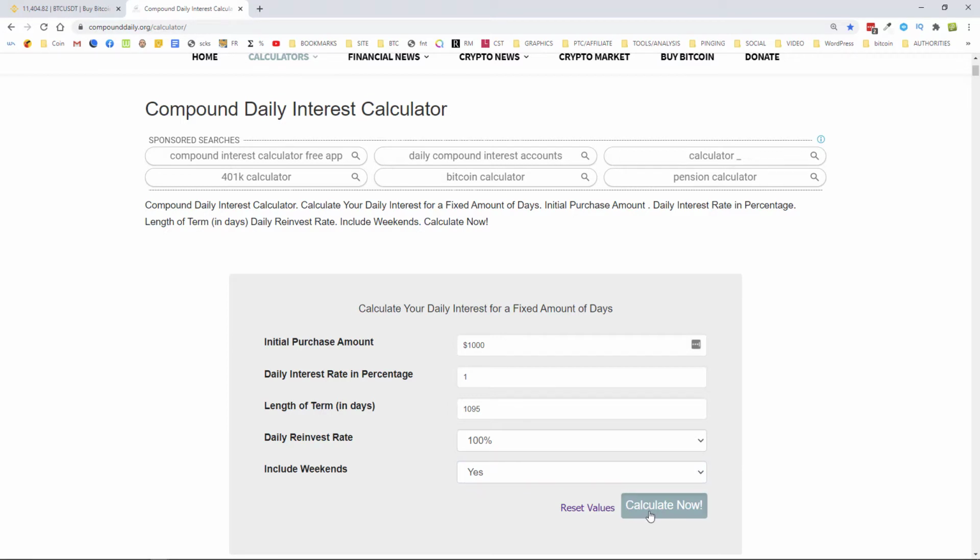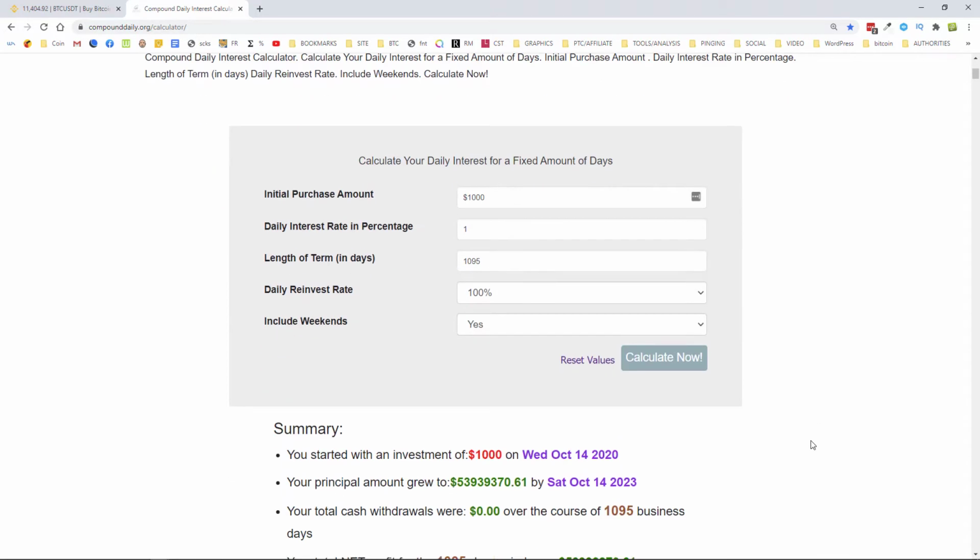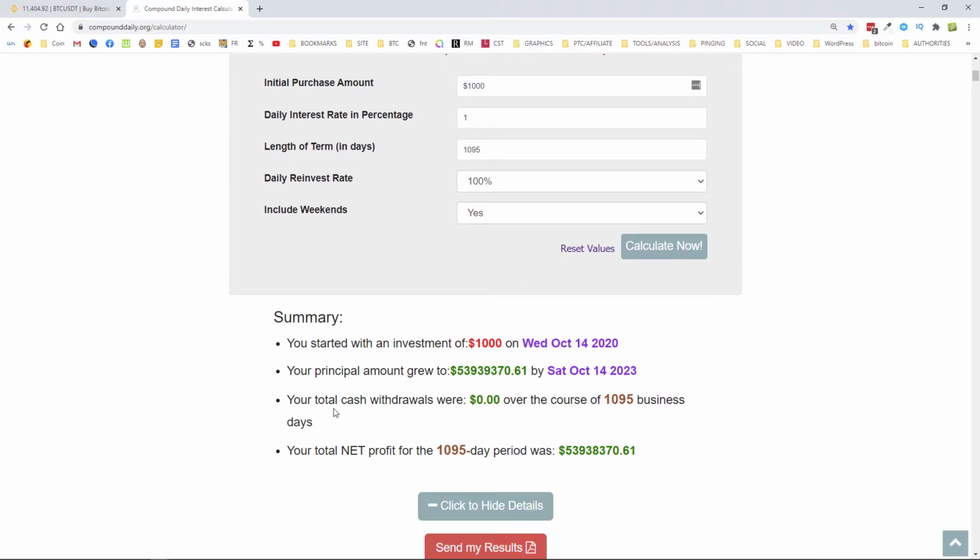Let's click on calculate and have a look at the results. According to this calculation, your principal amount, the principal being $1,000, grew to $53,939,370 after 3 years. That's assuming we get 1% every single day. You won't always get 1% per day. Sometimes you won't get anything. But sometimes you'll be getting more than 1%. So if you average it all out, 1% is kind of a good target to go for.